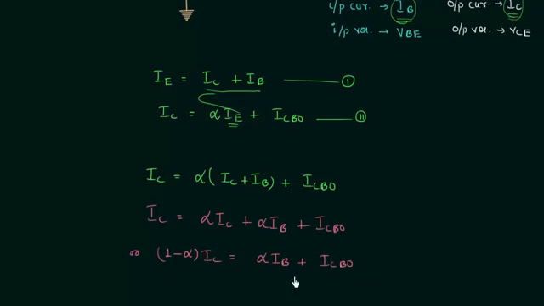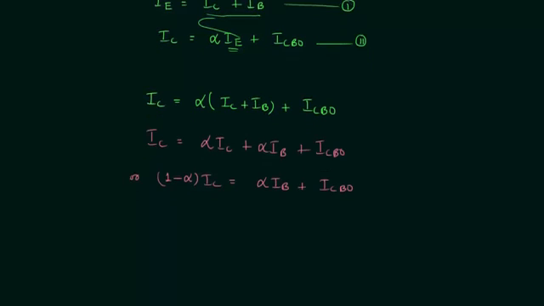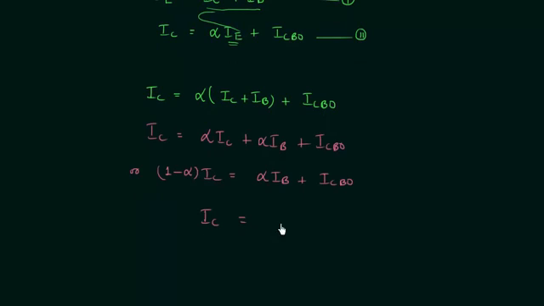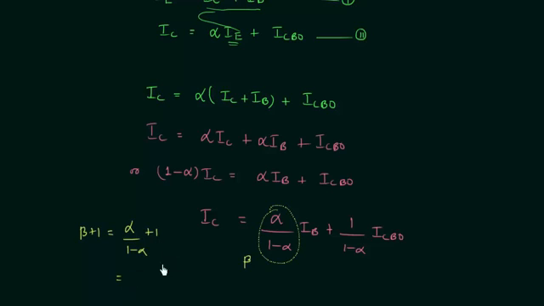I will divide both the sides by 1 minus alpha, and we will have IC equals alpha divided by 1 minus alpha times IB plus 1 divided by 1 minus alpha times ICBO. I have divided the left hand side and the right hand side by 1 minus alpha. Now this quantity alpha divided by 1 minus alpha is beta, and if beta plus 1 is there, this means we have alpha divided by 1 minus alpha plus 1. When you solve this, you will have 1 divided by 1 minus alpha.